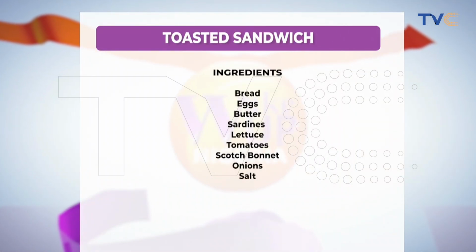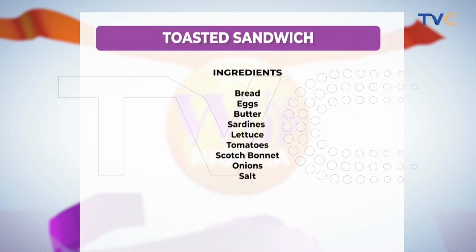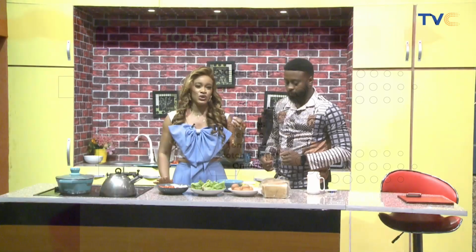That's what we're working with today. So for our toasted sandwich this morning, we have our bread, eggs, butter, sardines, lettuce, tomatoes, scotch bonnet, which is known as pepe or atarodo, onions, and a bit of salt. But because we have butter in here, which is sort of salty, we're not going to use salt in this case.